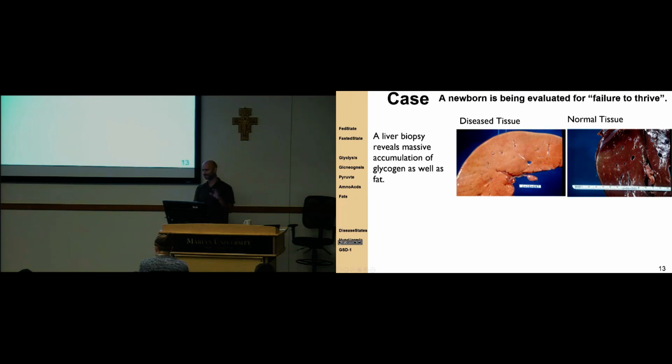So you should feel good if at the end of the lecture you're getting why those are. This is a fixed liver biopsy, so this isn't what the raw tissue would look like, but basically what I want you to get is that in the diseased tissue, it's a fatty liver. There's fatty deposits.